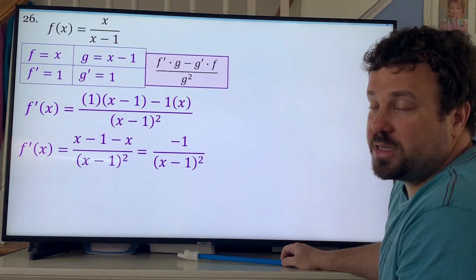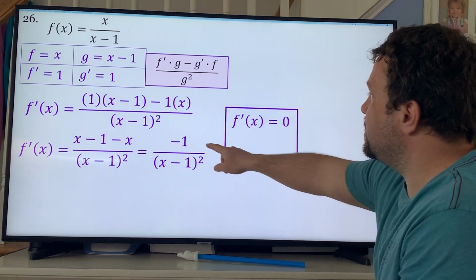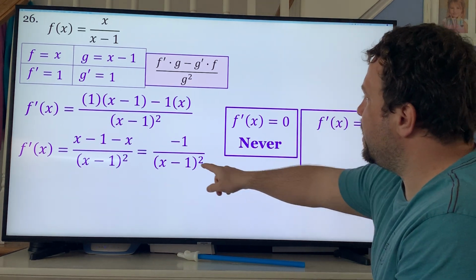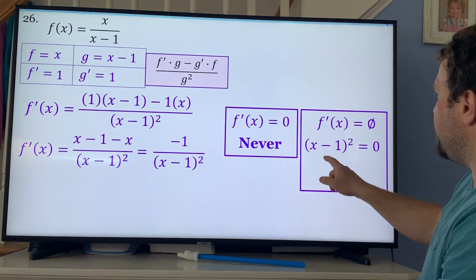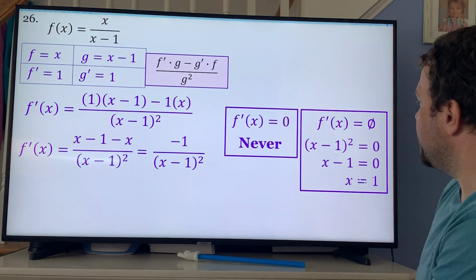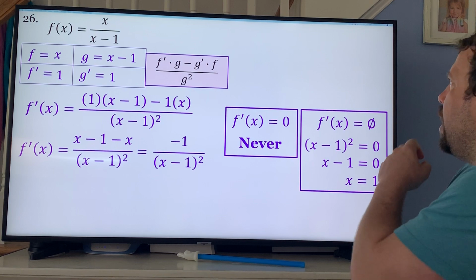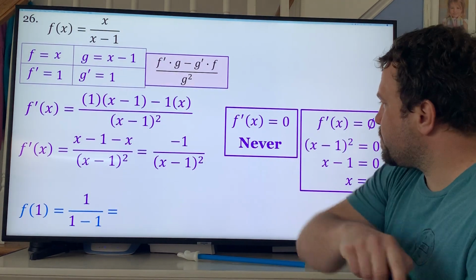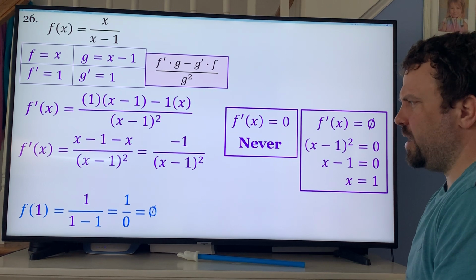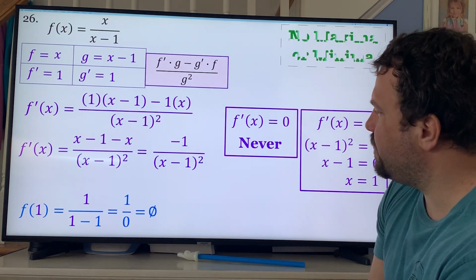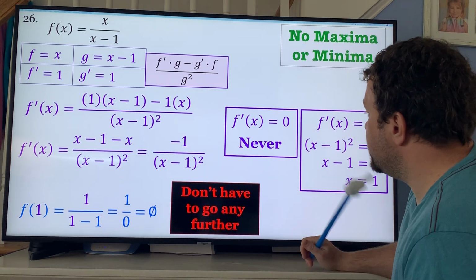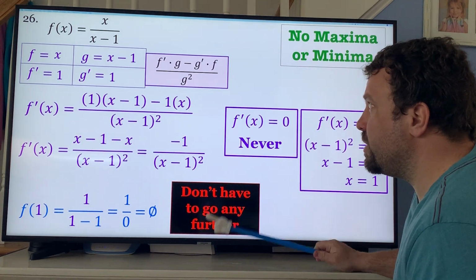You're going to set this equal to 0 and undefined. When does it equal 0? Negative 1 never equals 0, so never. We'll set it undefined when x minus 1 squared equals 0, when x minus 1 equals 0, when x equals 1. So you have one critical number. Take that 1 and plug it into the equation, and it's undefined. Undefined is not a point. So that means there is no maximum or minimum. You don't have to go any further.